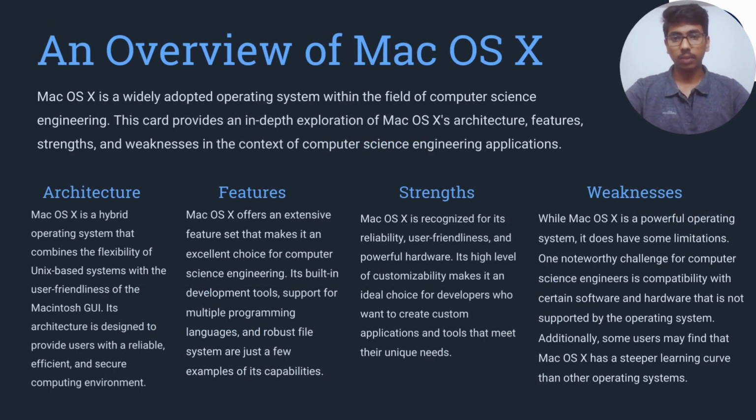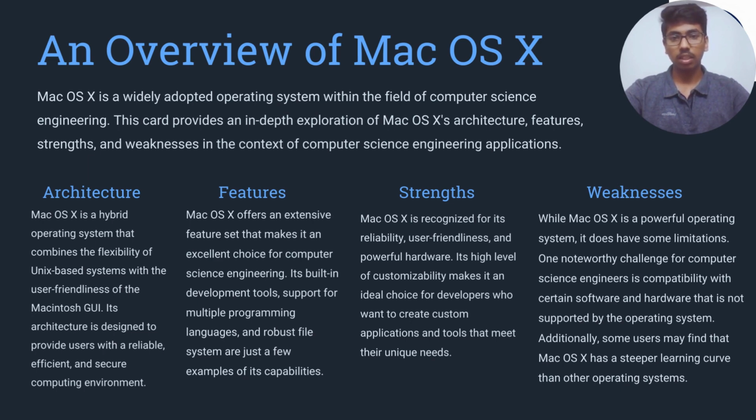Mac OS X is a widely adopted operating system within the field of computer science engineering. This card provides an in-depth exploration of Mac OS X's architecture, features, strengths, and weaknesses in the context of computer science engineering applications. Architecture. Mac OS X is a hybrid operating system that combines the flexibility of a Unix-based system with the user-friendliness of the Macintosh GUI. Its architecture is designed to provide users with a reliable, efficient, and secure computing environment.